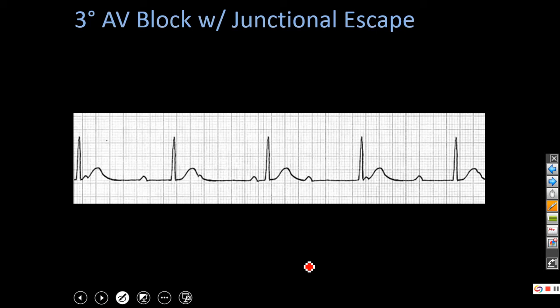And here's an example of third degree AV block with a junctional escape rhythm. You can see the R to Rs are perfectly regular. And there's a P wave there, and here, and here, and here, one hidden in there, one there, one at the end of that T wave. So there are two rhythms that are superimposed over one another.